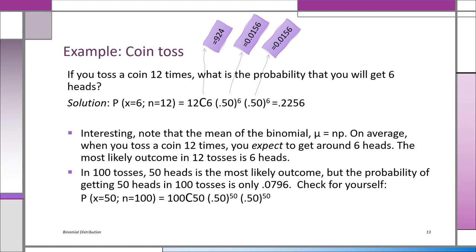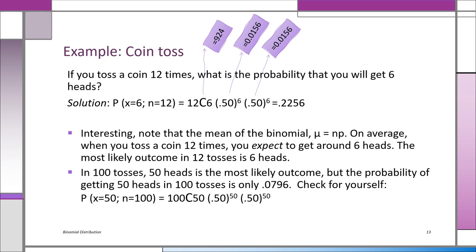Now, those of you who know a little bit of math know that the expected value is supposed to get 6 heads on average. If you keep doing it over and over again, you will average out to 6 out of 12 tosses. How do you know that? Mu is np. So 12 times p of a half, you should get 6 heads.